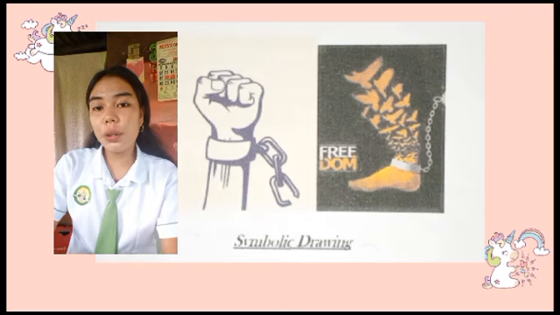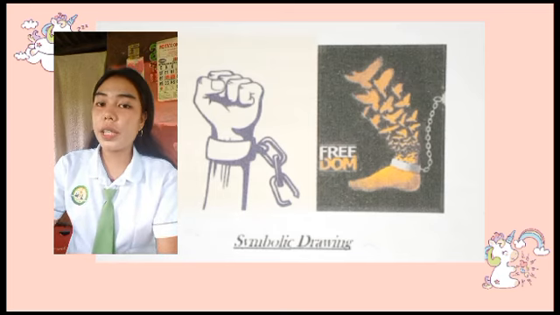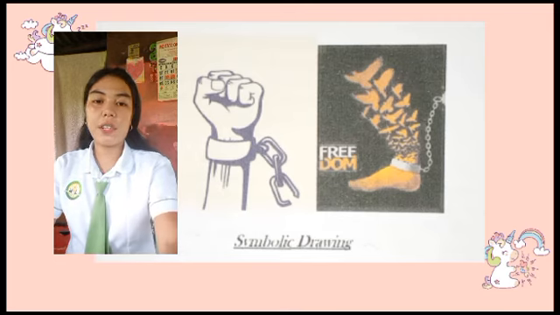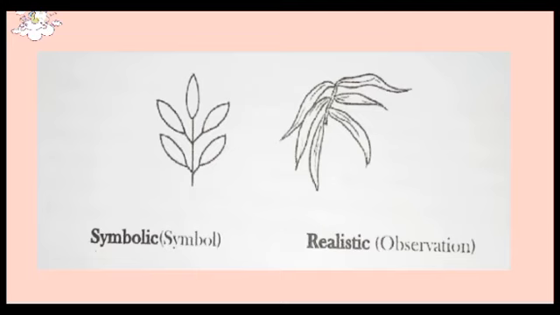So now, let me show you guys the difference between the realistic drawing and the symbolic drawing. So I have here a picture. So this is the example. So the symbolic drawing on the left side uses a simplified non-realistic style to represent a leaf. It's more of an idea of a leaf than a detailed picture. While the realistic one on the right side tries to show a leaf as it actually looks in nature with more detailed accuracy. So see the difference guys, right?